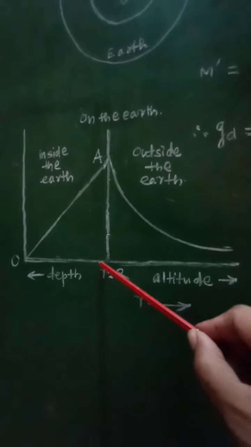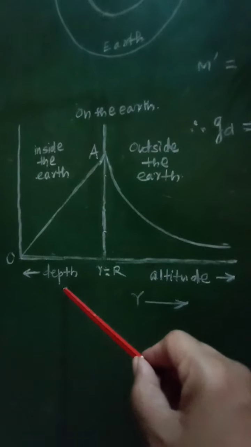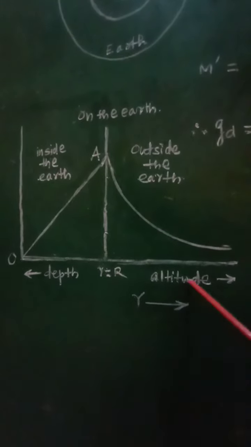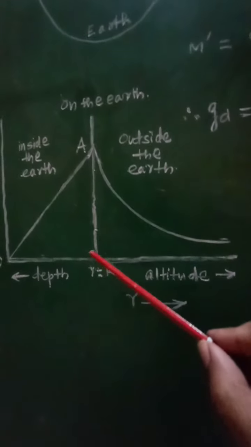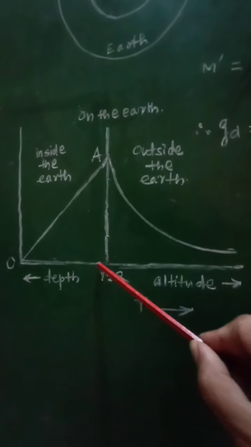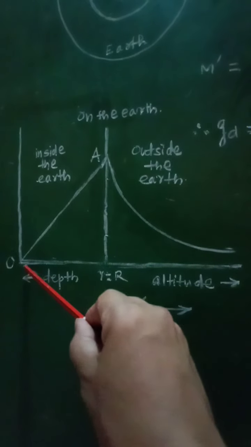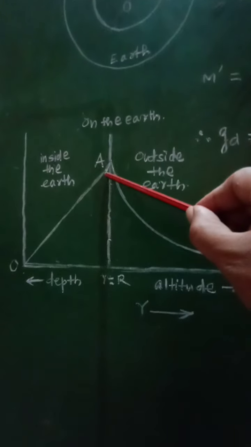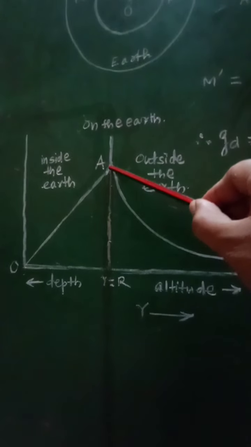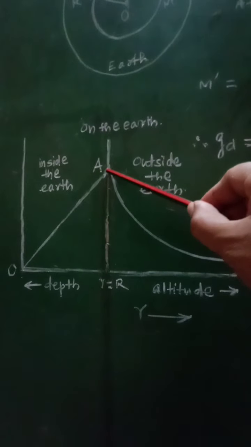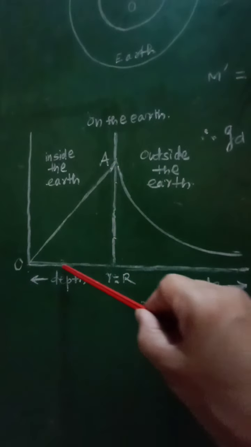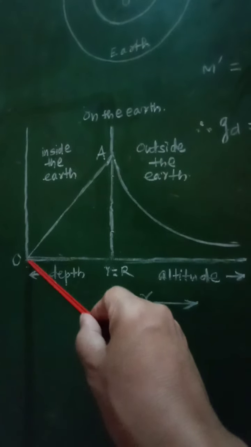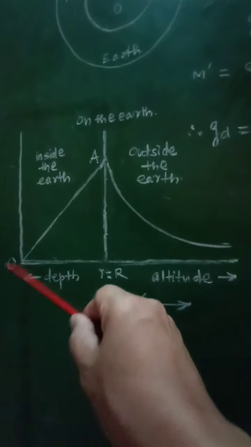Now towards the left it will represent depth, and towards the right it will be the altitude, that is height. So from the earth's surface, if we go towards the center of the earth, this will be the center of the earth. Therefore on the earth's surface the acceleration due to gravity g is maximum, and as we go towards the center of the earth, it goes on decreasing, and finally it becomes 0 at the center.